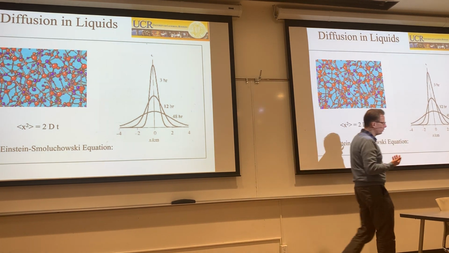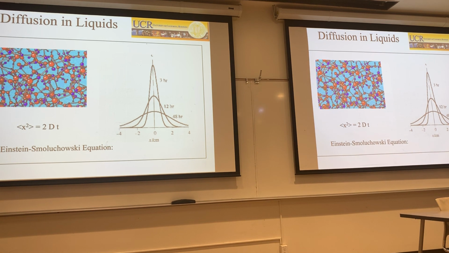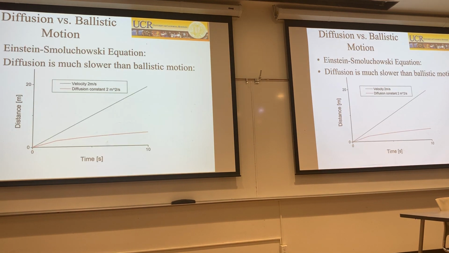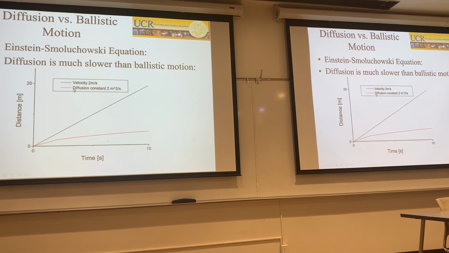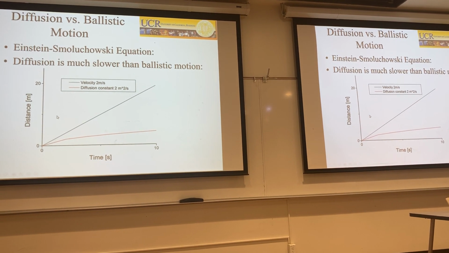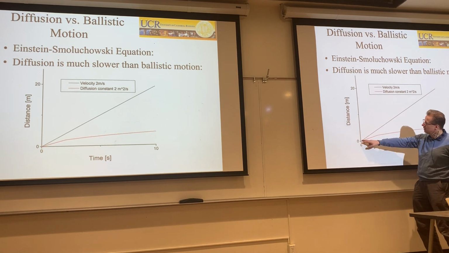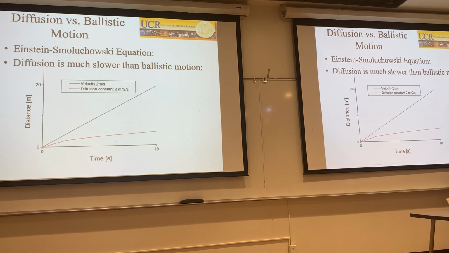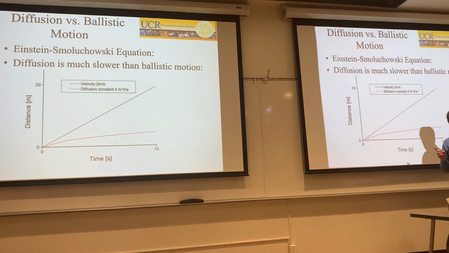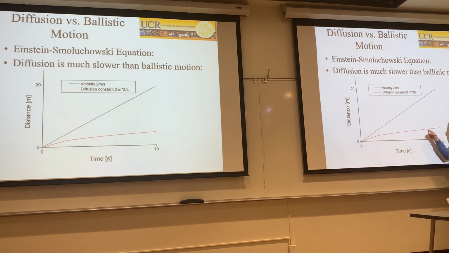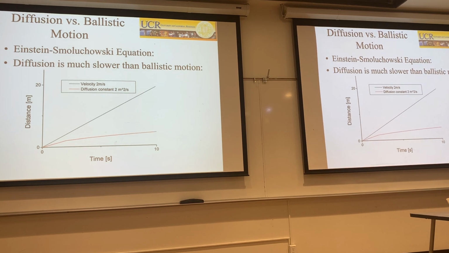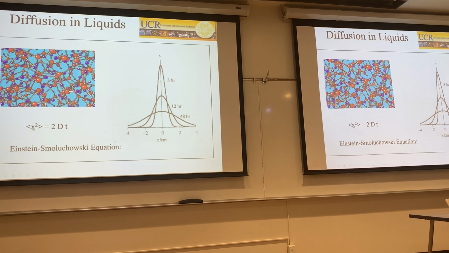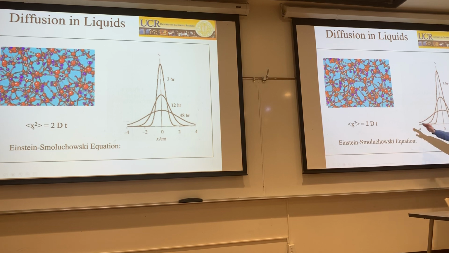So this is not your normal kind of dependence of the velocity on time. If you have a constant velocity, then you would say, okay, if I wait twice as much time, I'll have twice as much distance. This is not what is going on here. If you wait twice as much time, you only have a little bit more distance that the molecules move, because the linear relationship is between the square of the displacement and the time.